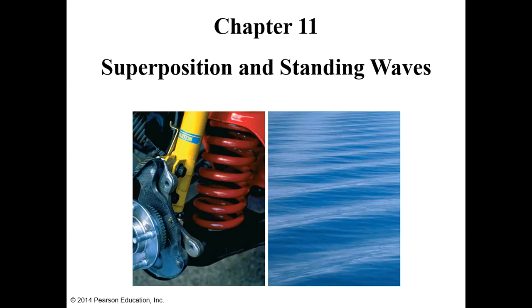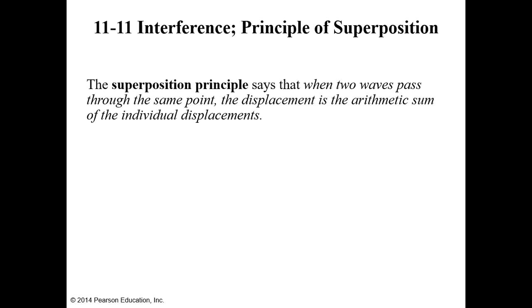So what would happen if you have two waves that run into each other? Well, when that happens, we have a principle that we call superposition. And so that's what we're going to start off this video talking about. The superposition principle says that when two waves pass through the same point, then the displacement of that point is the arithmetic sum of the individual displacements.